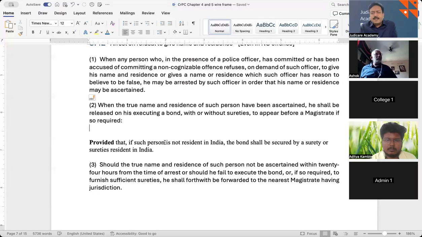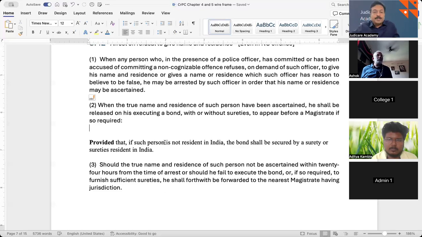And if they find that it is not correct and they have arrested you and asked you to furnish a bond or a surety, and you're not doing that also, in that case, if you don't comply with either of them, then you will be forwarded to the magistrate, as is done in case of a warrant arrest. So the key takeaways from this section are: arrest for refusal to identify can happen in case of a non-cognizable offense. Release has to be done after identification of the person, name and address, or supply of a surety or bond. And for a non-resident, the surety has to come from a resident of India.